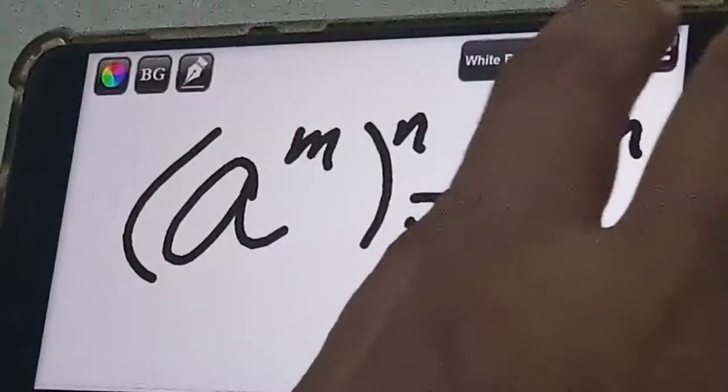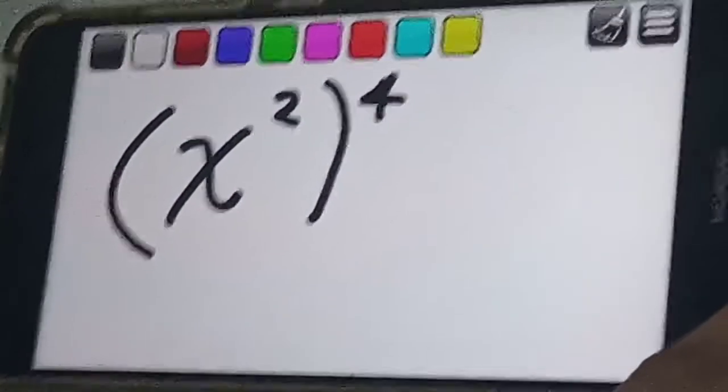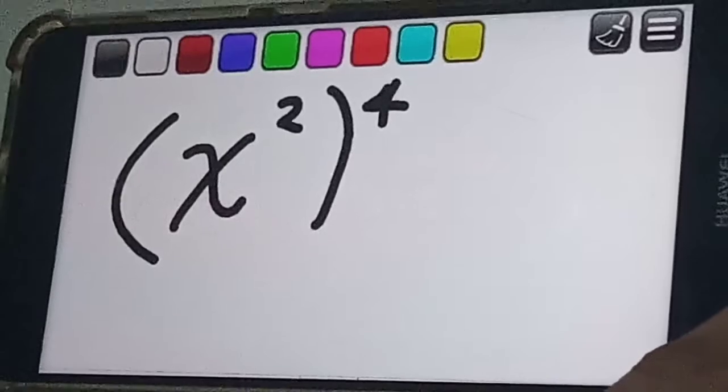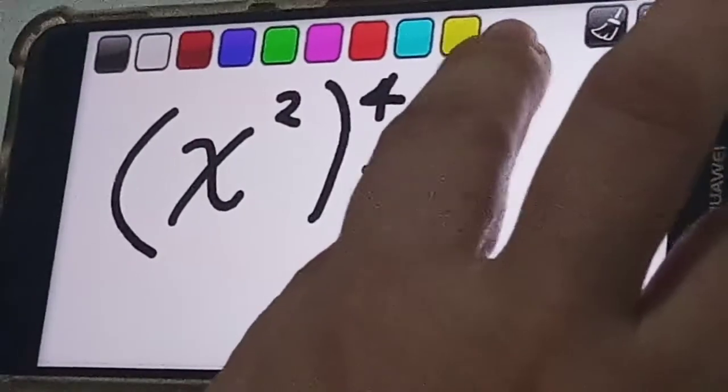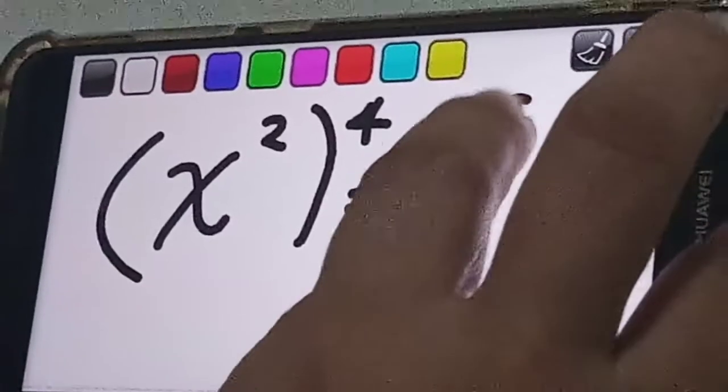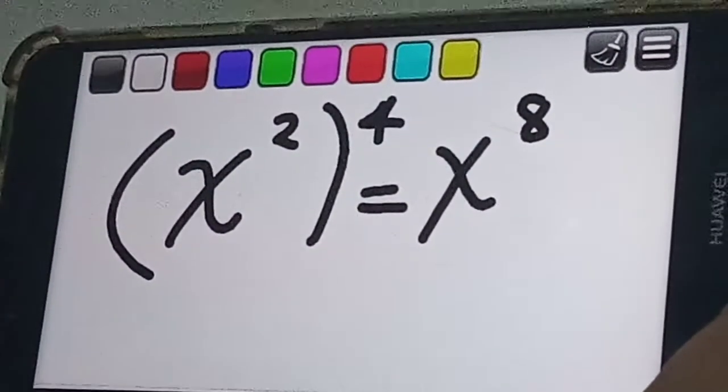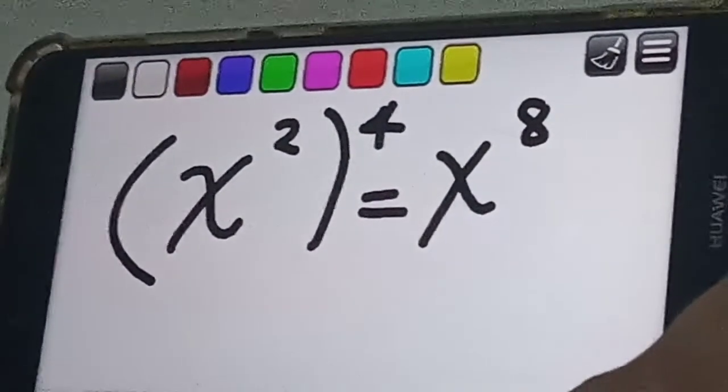Let's answer some examples. Okay, so we have x to the second power, to the fourth power. So again, it's simply what is stated on the second law of exponent. Just simply multiply the exponents. 2 times 4, the answer is 8. Simple as that. Okay, another example.